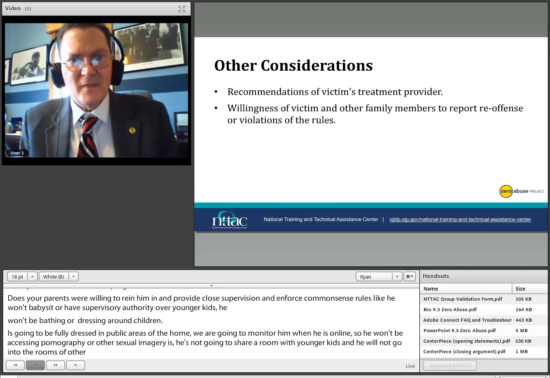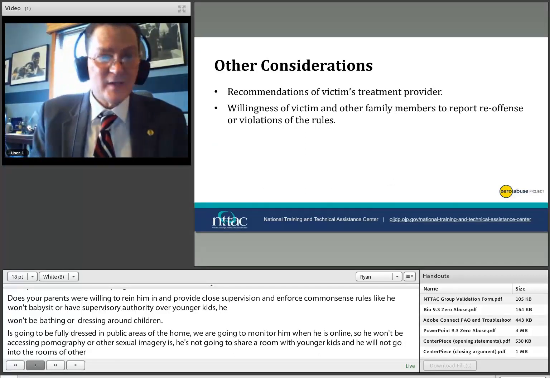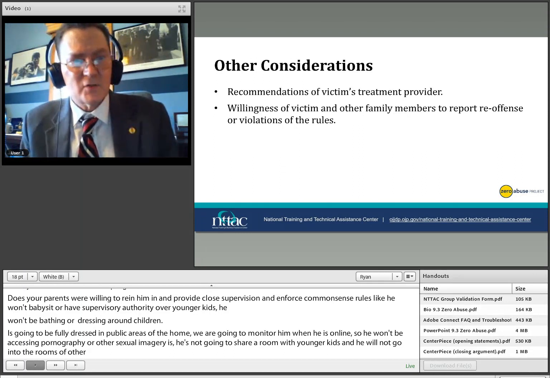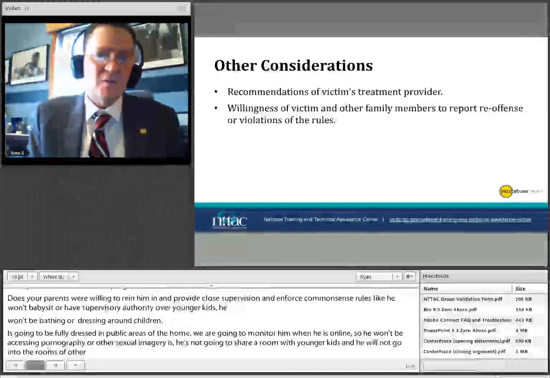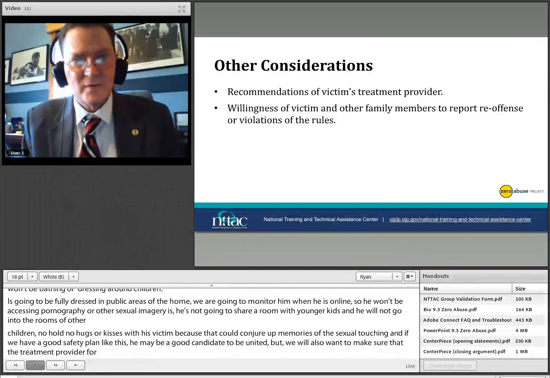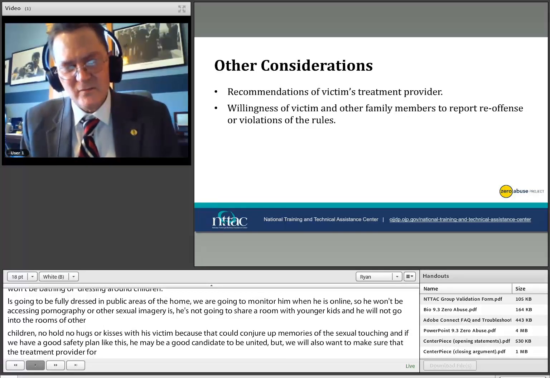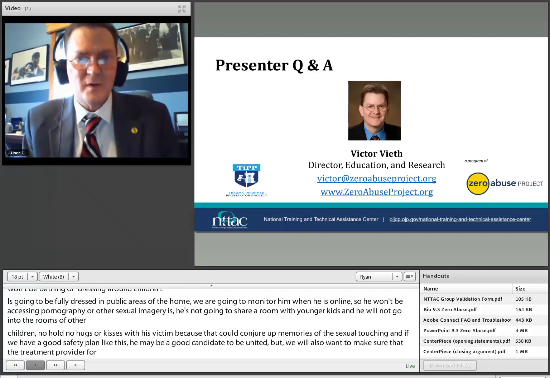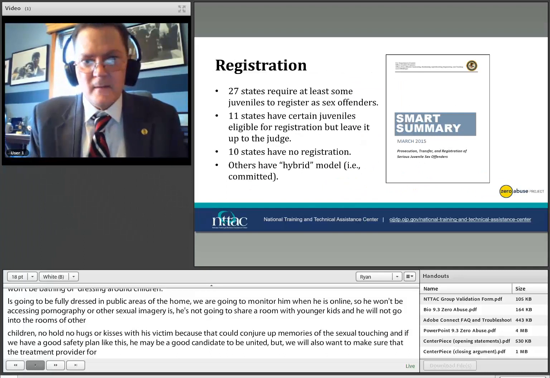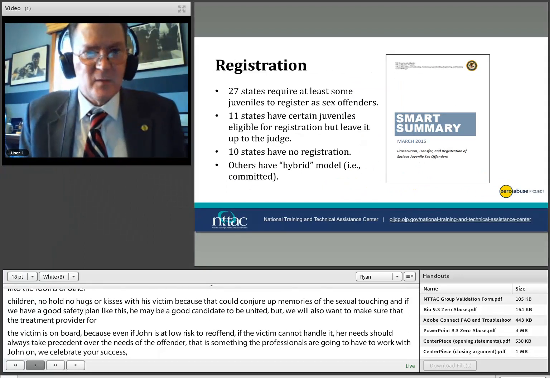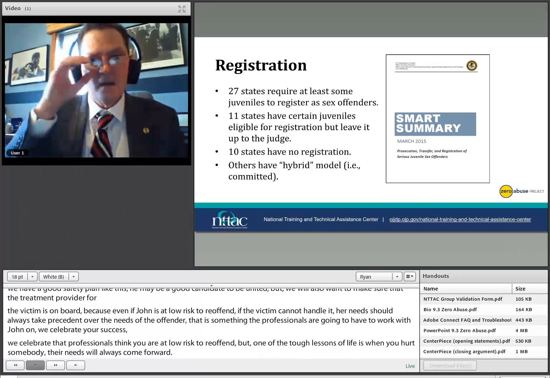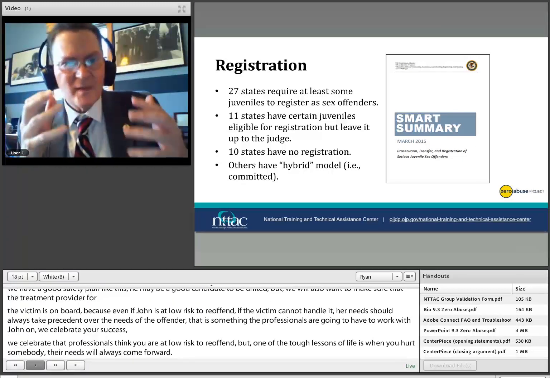Does he have parents who are willing to rein him in and provide close supervision and enforce common sense rules like he won't babysit or have supervisory authority over younger kids. He won't be bathing or dressing around children. He's going to be fully dressed in public areas of the home. We're going to monitor him when he's online, so he won't be accessing pornography or other sexual imageries. He's not going to share a room with younger kids, and he won't go into the rooms of other children. No hugs or kisses with his victim, because that could conjure up memories of the sexual touching. And if we have a good safety plan like this, he may be a good candidate to be reunited.